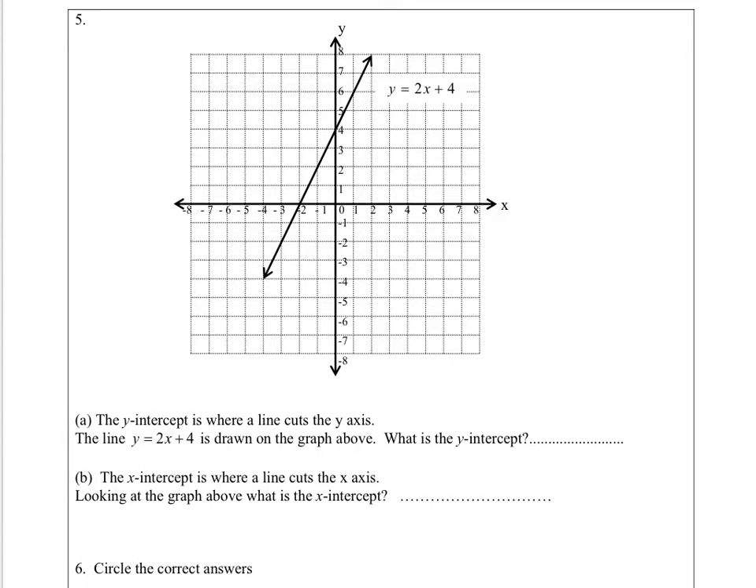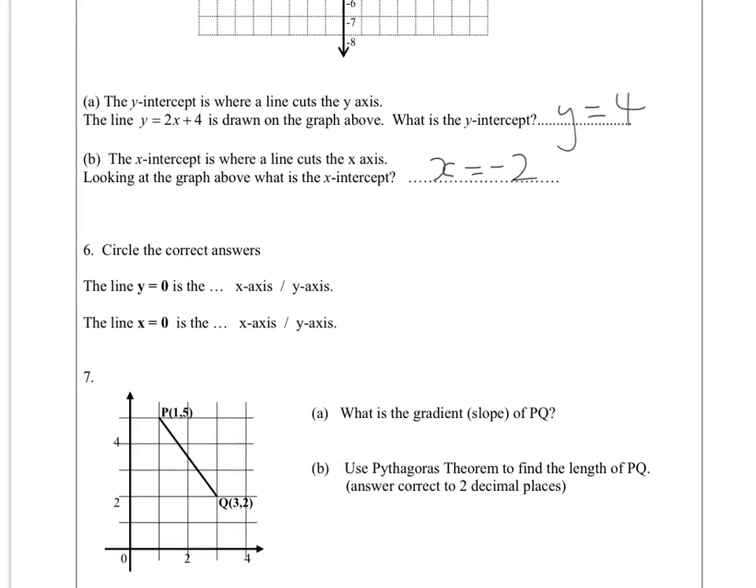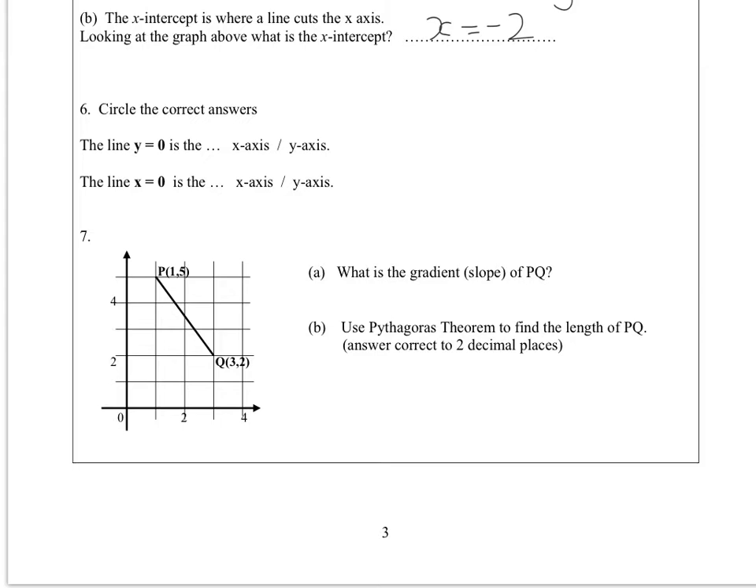Question 5. The y-intercept is 4, y equals 4. The x-intercept, where it cuts the x-axis, is x equals negative 2. Now, y equals 0 is along the x-axis, because y equals 0 is anything relating to that. And x equals 0 is just also on the origin, is anything on the y-axis.